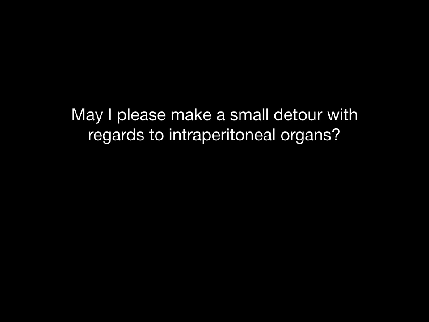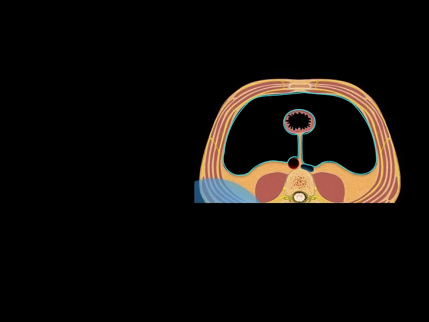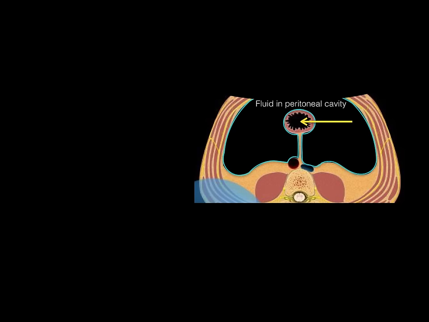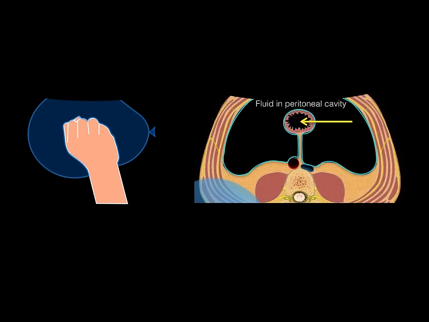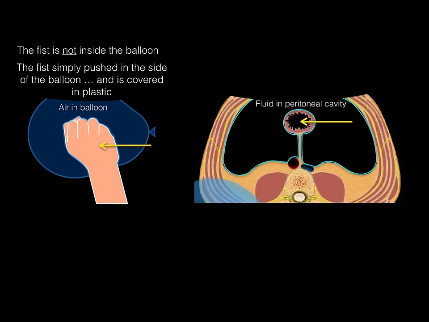All right. So now, may I please make a small detour with regards to intraperitoneal organs? So here we have that cross-section again of the abdomen in blue, the peritoneum. Now let's take a section as if you're dissecting or during surgery and you open up the abdominal cavity. So now you're looking inside and you see that organ and you see the fluid in the peritoneal cavity. Now, remember this fist in the balloon analogy? Well, there's the fist, and there's the air in the balloon. The fist is not inside the balloon. The fist simply pushed in the side of the balloon and is covered in plastic.